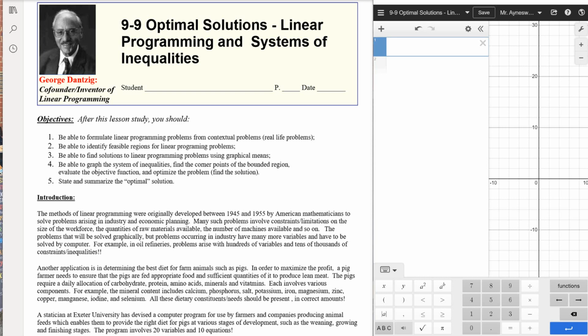Now this was developed between 1945 and 1955 by actually 3 people. George Dantzig was one of 3 guys that really rose in math during that time in respect to American mathematics, and it was basically to solve industry and economic planning problems.